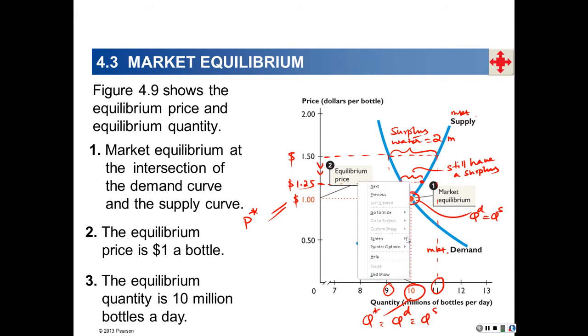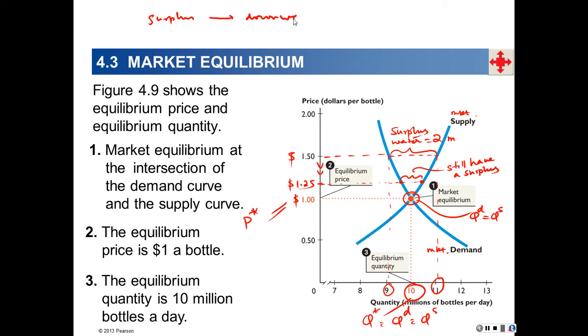And I'm going to write this down here. So when you have a surplus, it puts downward pressure on the price, right? So a surplus causes downward pressure on the price, and so the price falls even further.